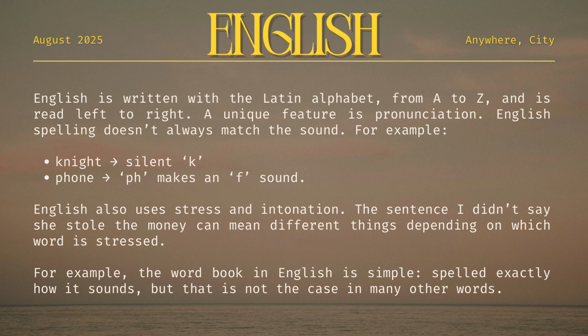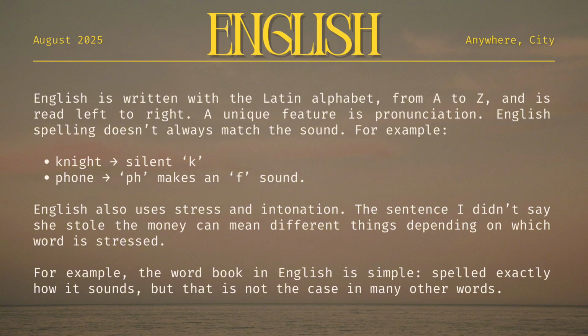And then there's another word, the word phone. PH makes an F sound, so even though it's spelled as PH, when you pronounce it, you usually hear the P sound more like an F sound. Get it? Next, English also uses stress and intonation. For example, what I'm doing right now, I'm stressing the word with intonation, so that you can know that I'm emphasizing that particular word.